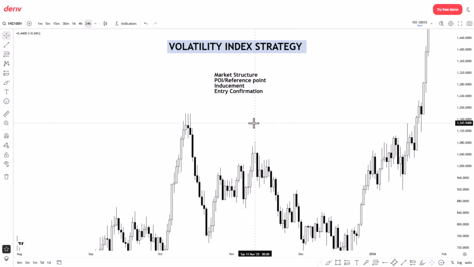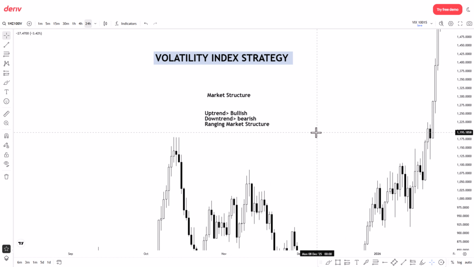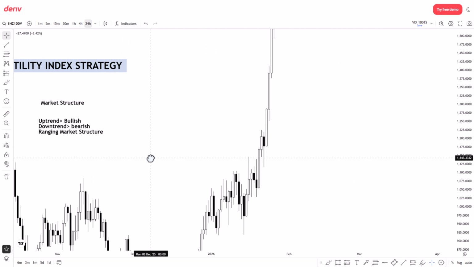I want to take my time to discuss market structure so that you have a better understanding on how to use market structure in determining the direction of the market. So the market structure is of three types. We have the uptrend, which is also the bullish market structure. We have the downtrend or bearish market structure. Then we have the ranging market structure. That means price is in consolidation. So we are going to start with the uptrend.